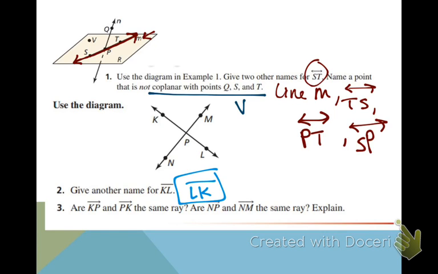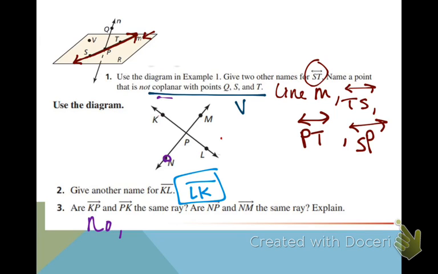Are KP and PK the same ray? So KP, let's see. I'm going to outline that in red. KP and PK. So if you look, they don't cover the same amount of area. KP starts at K and goes infinitely toward the direction of P, whereas PK starts at P and goes infinitely in the direction towards K. So that one would not work. So we'd say no.